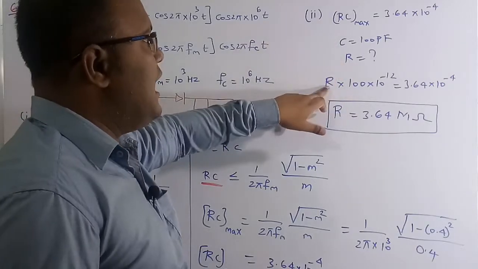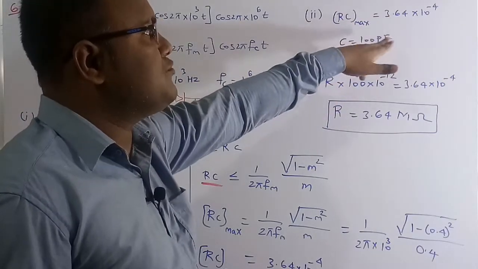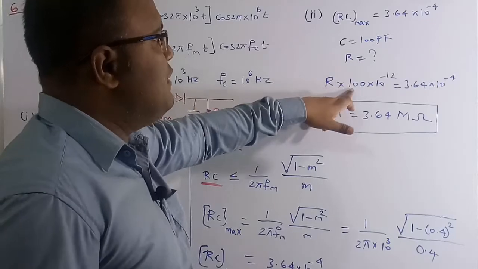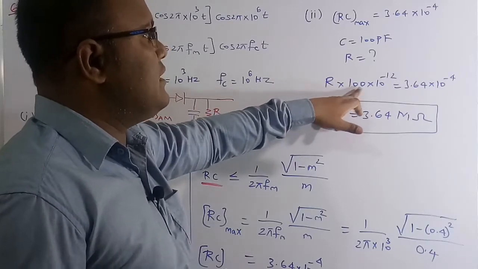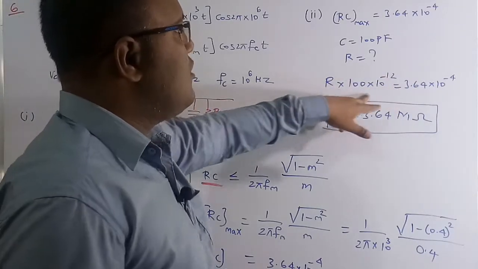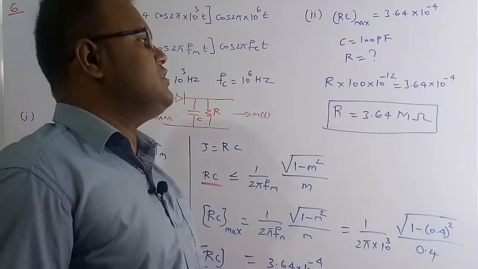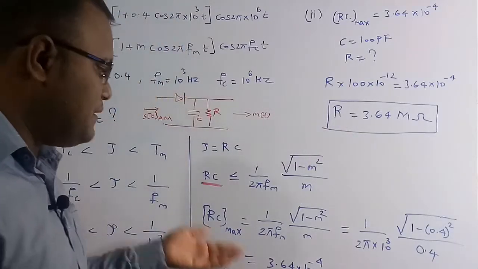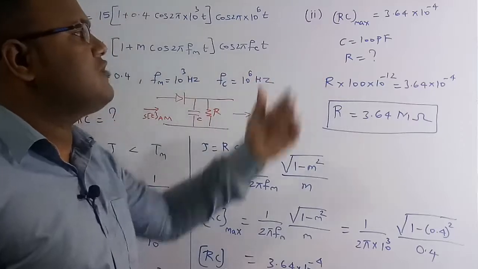So by directly substituting R into C is equal to 3.64 to the power of minus 4. We know the value of C, which is 100 picofarad, 100 to the power of minus 12. So by solving this equation, we are going to get R is equal to 3.64 mega ohm. So based on this first equation only, we are going to solve the second one.